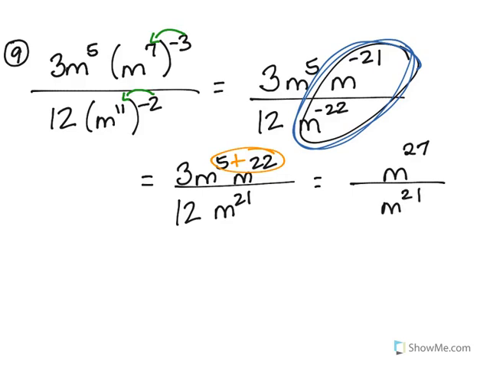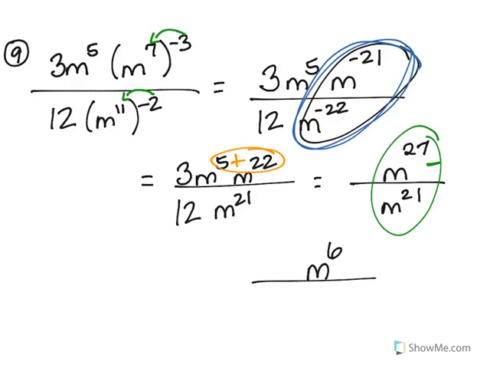So you're still not done. How do you combine top and bottom with the same base? Good. You're going to subtract. Very good. So that's going to give me how many m's and where? 6 m's on top. Very good. And y'all know that because 27 is bigger than 21.